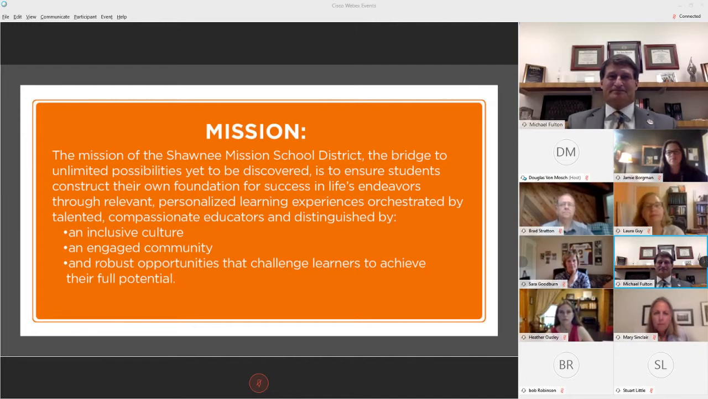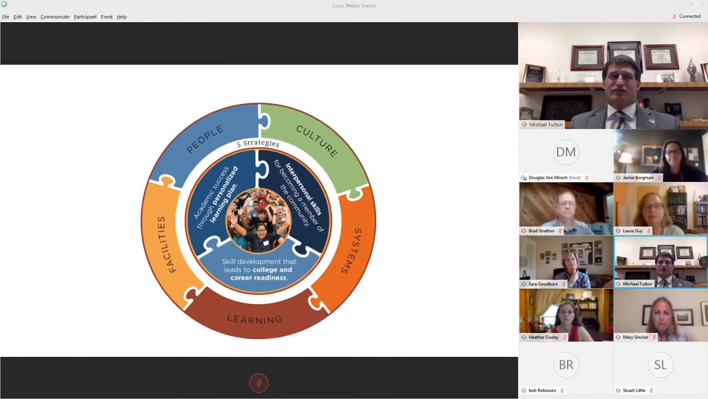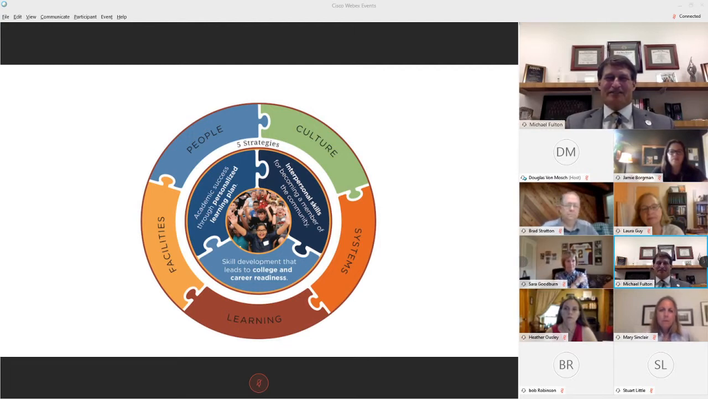So if you go to the next slide, please. We created this image as a way of illustrating our plan. And this image really represents the power of promise. SMSD's strategic plan commits to our children that as adults, we're going to make sure that their journey through their learning experiences in Shawnee Mission empowers them to develop a personalized learning plan that prepares them to be college and career ready and ensures that they have the interpersonal skills that they need for life success.